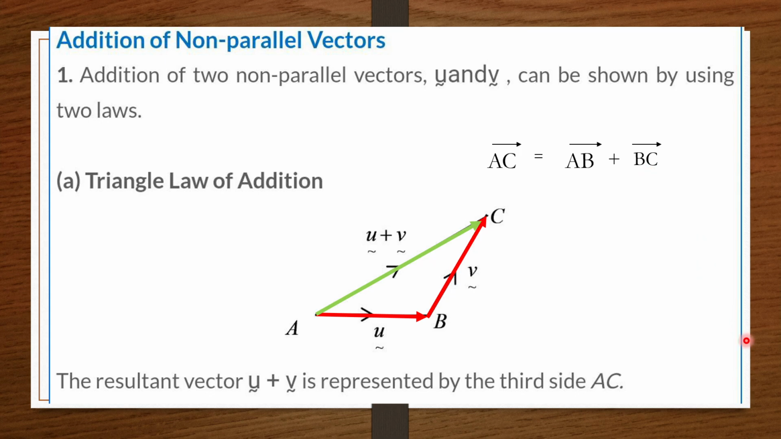Now when you form the equation, make sure the letters in the middle are the same. In this case, the letter B. If you cancel out B, then you'll get the resultant vector, that is AC. Okay, AB equals u and BC equals v. So AC equals the resultant vector u plus v.